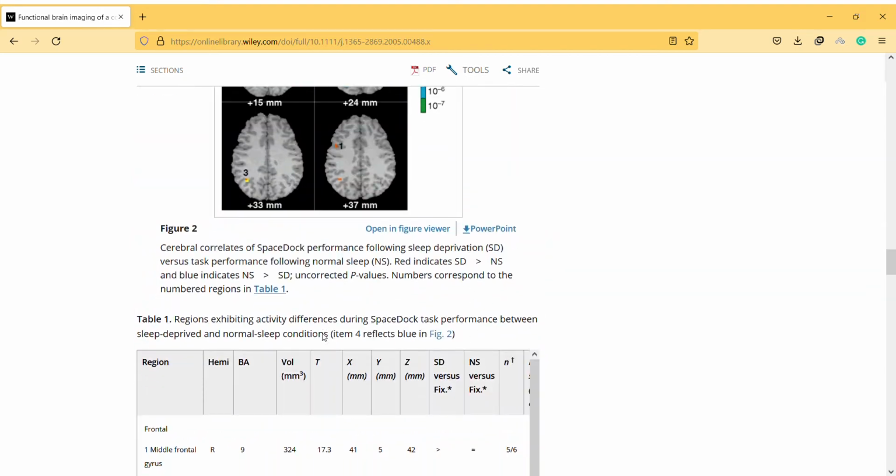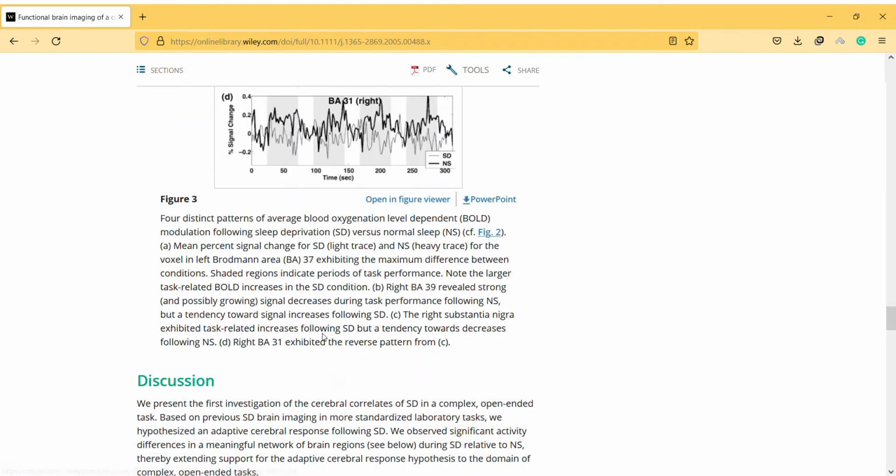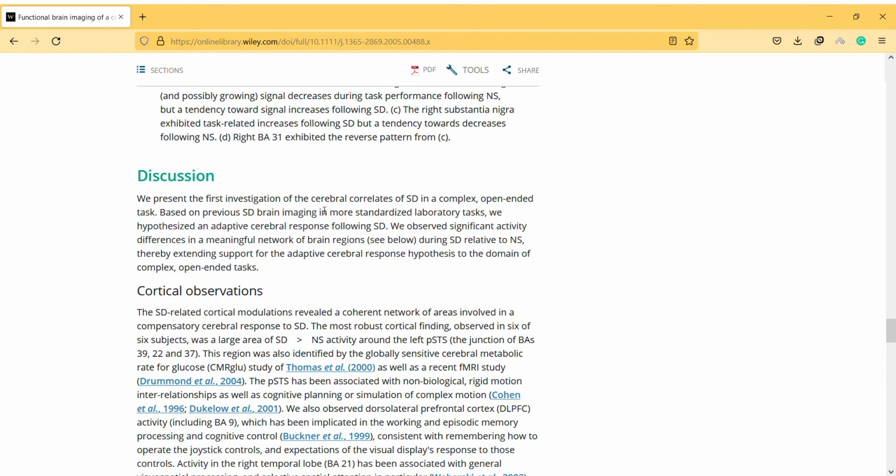We present the first investigation of the cerebral correlates of sleep deprivation in a complex open-ended task, based on previous brain imaging in more standardized laboratory tasks. We hypothesized an adaptive cerebral response following sleep deprivation. We observed significant activity differences in a meaningful network of brain regions during sleep deprivation relative to normal sleep. So they all support this cerebral response hypothesis in this article.